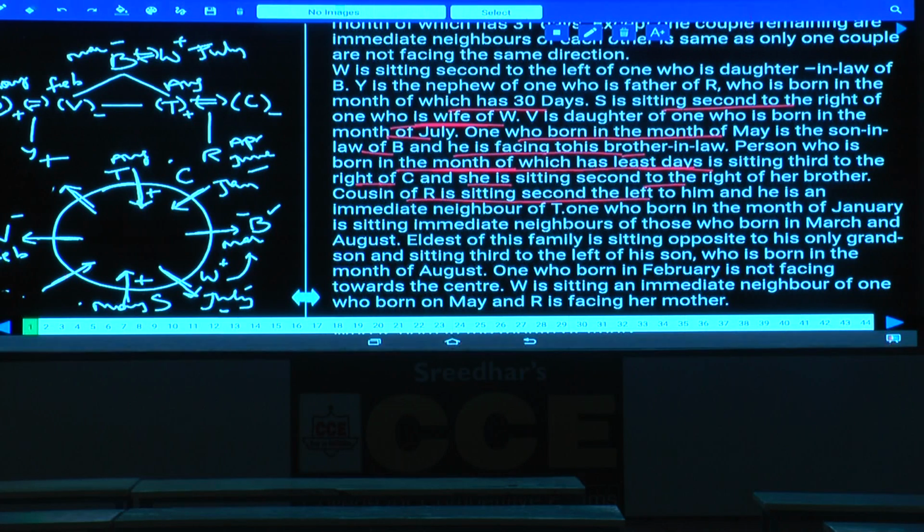Cousin of R means who is that person here? Y. Y is seated second to the left of whom? Y is seated second to the left of R. As Y is seated second to the left of R, Y is at this place, R is at this place, isn't it? Y is seated second to the right of R. Then who is the person left over? All the persons were done.